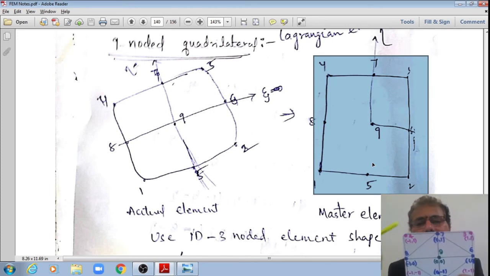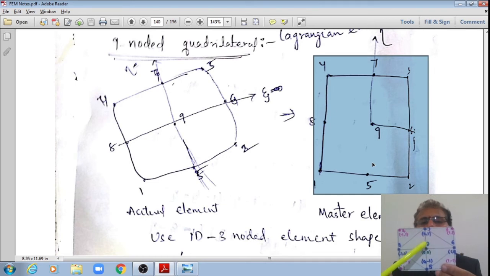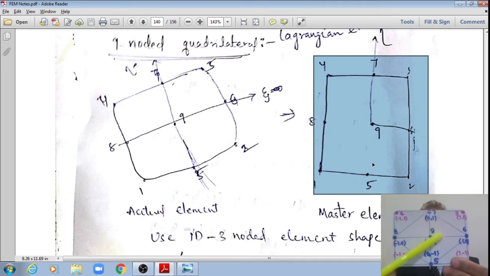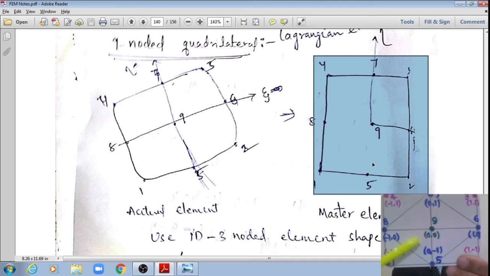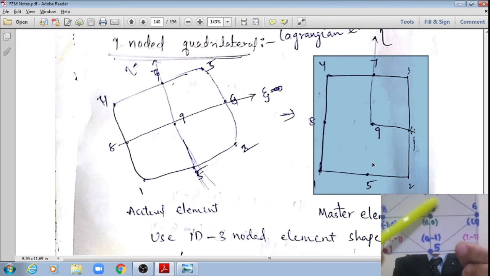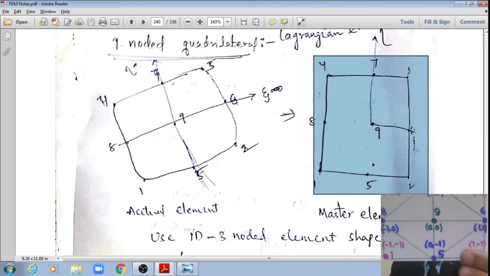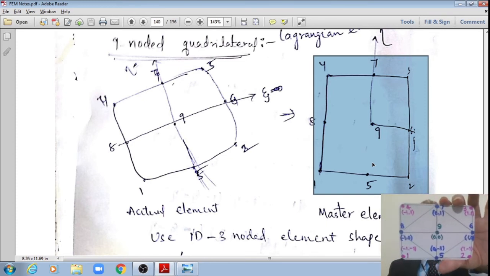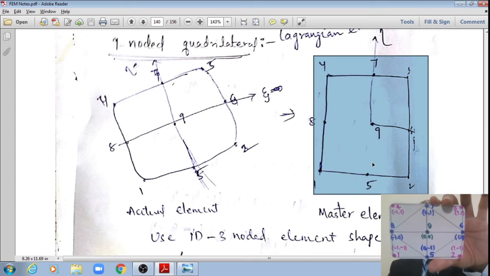8 noded quadrilateral. The same are applicable here. I'll not once again elaborate, but the ninth node is having a coordinate as 0 0. You please see that, right? Ninth node is having at the CG of this element 0 0. That is how the different coordinates in a natural coordinate system, right?